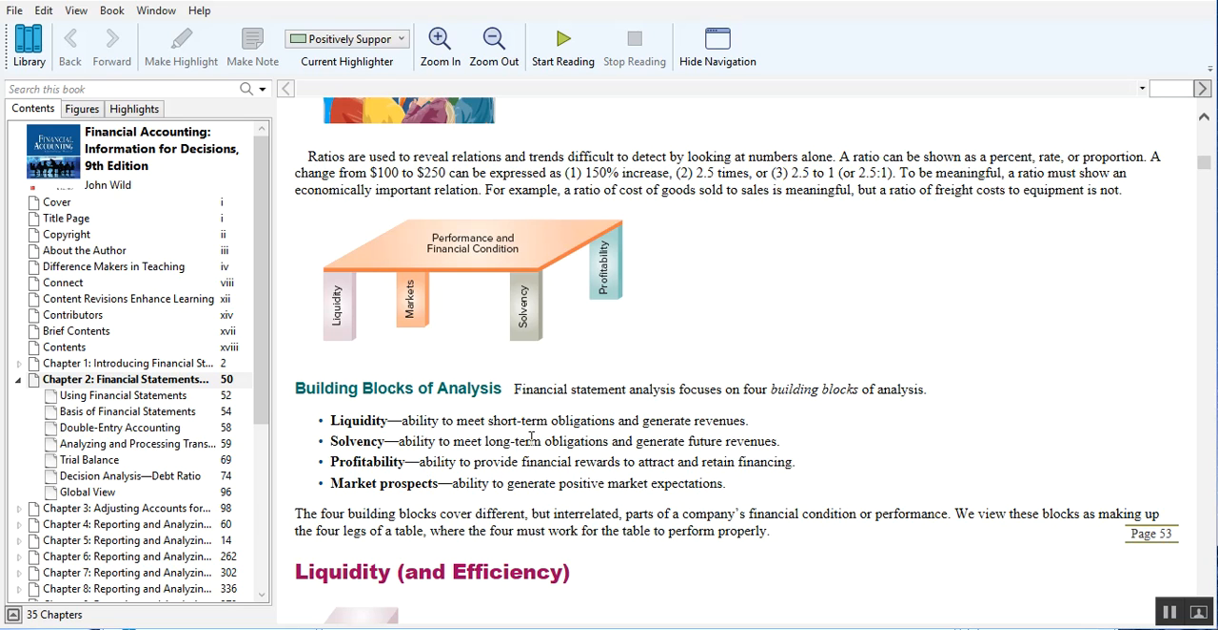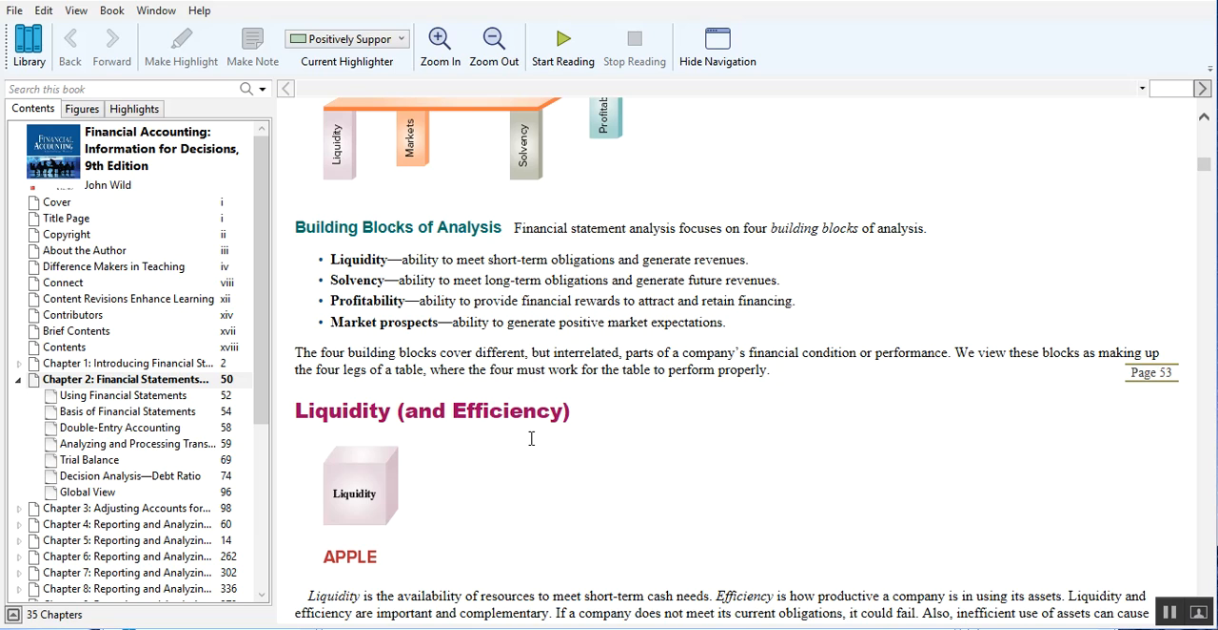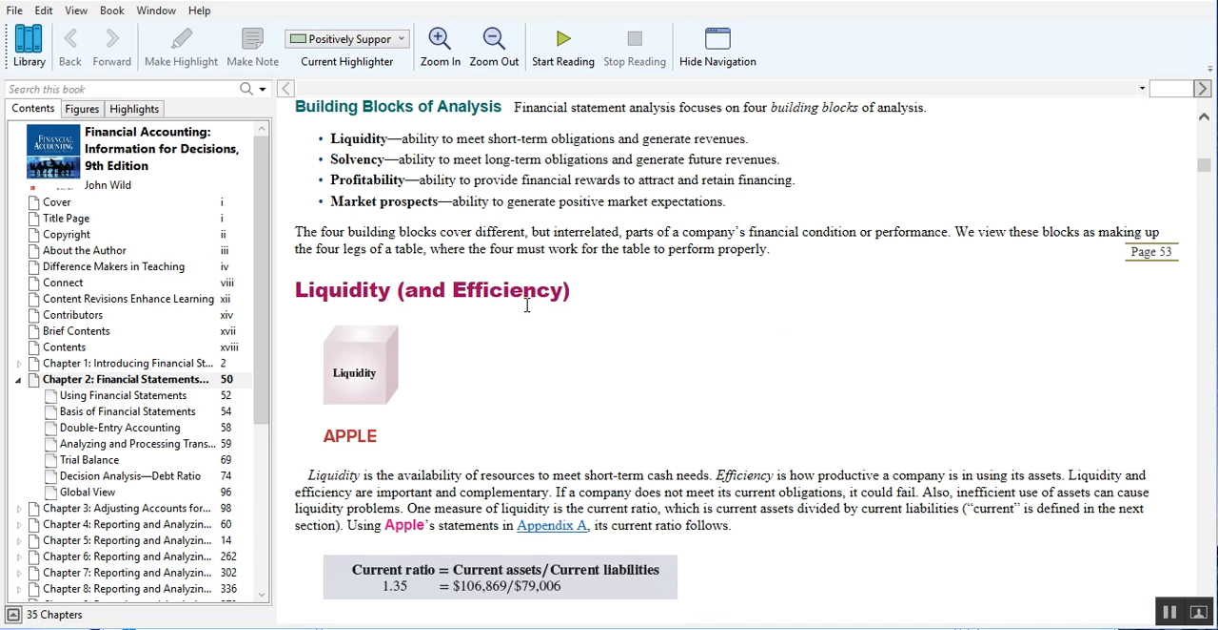Liquidity, which is basically the ability to meet obligations and generate revenues. Solvency, which means long-term obligations and generate future revenues. Profitability, the ability to provide financial rewards to attract and retain financing. And then market prospects, the ability to generate positive market expectations.